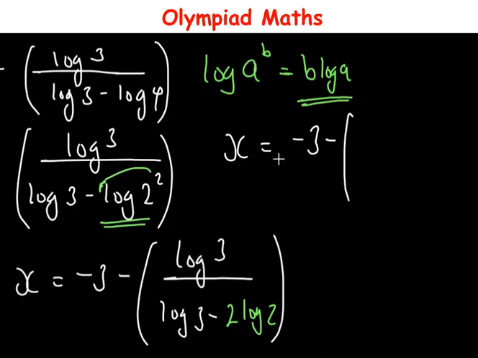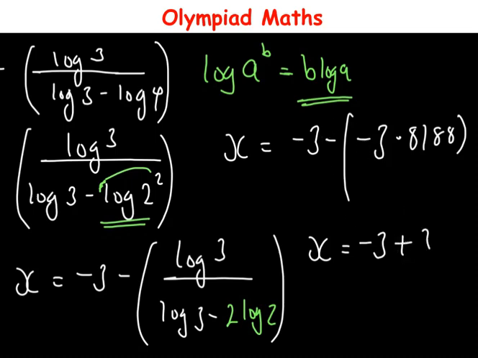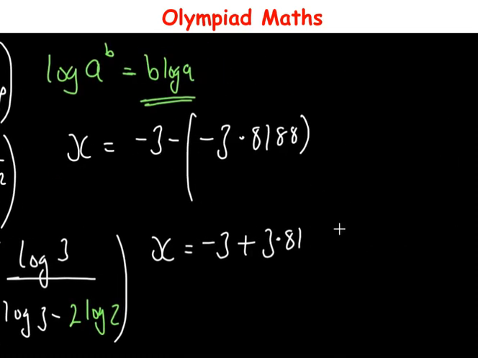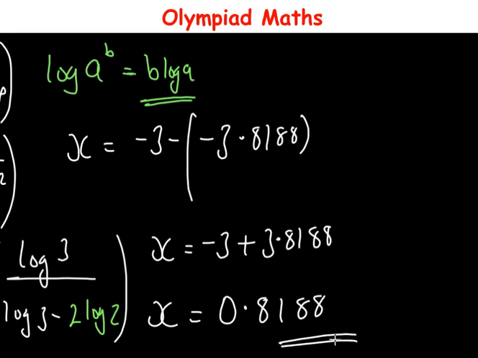All of this will give us a value that will equal minus 3.8188. So with this, x is equal to minus 3, minus times minus is plus 3.8188. So x is then equal to minus 3 plus 3.8188, which will give us a value that equals 3.8188. And with this is the final solution for the value of x.